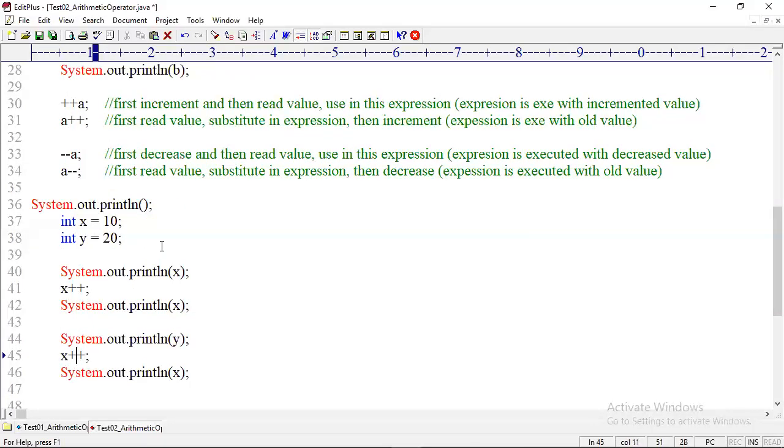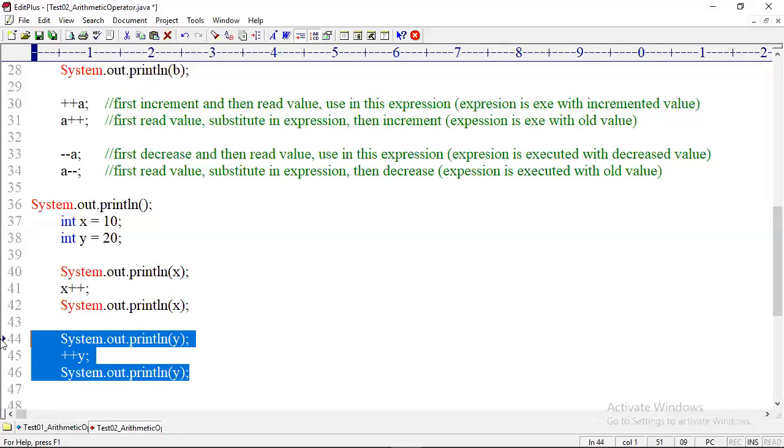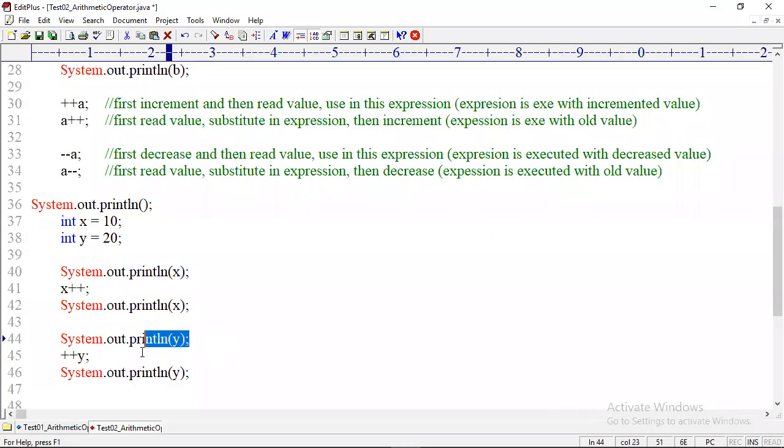Now I am taking a y variable. In place of x plus plus, I am writing plus plus y. What is the output you will get now? Here the y value is 20, and we write plus plus y. What is the output you will get? 20, 21.